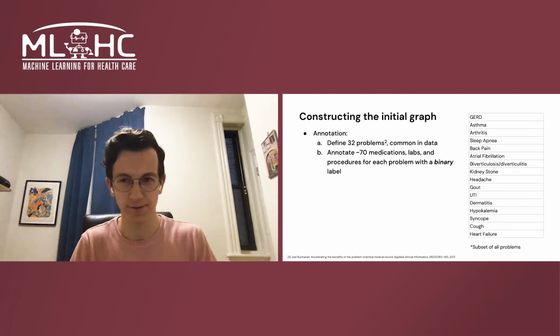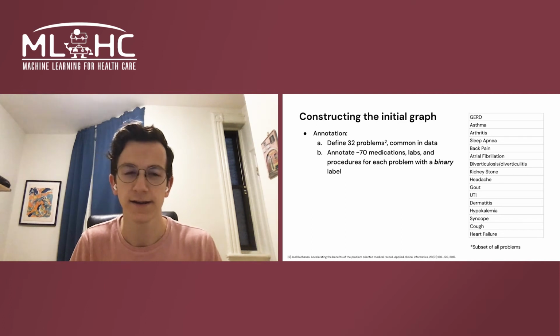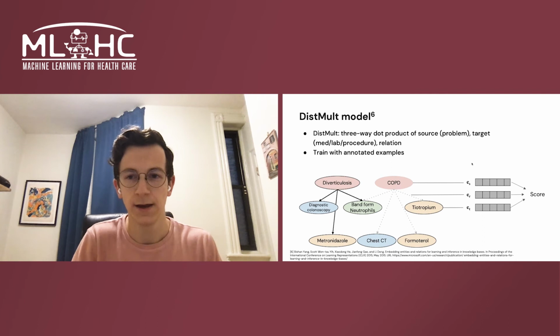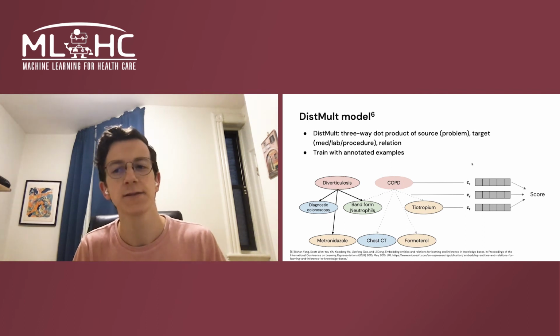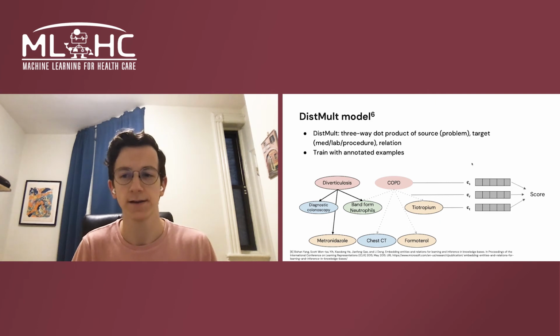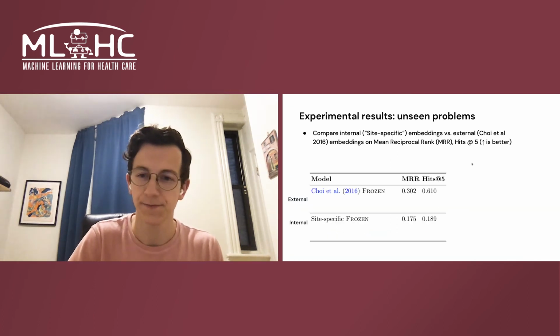To construct the starting graph, we define 32 problems that are common in our dataset and annotate several dozen medications, labs, and procedures for each of those. We train a DistMult model, which was previously introduced for general knowledge base completion, which computes a three-way dot product of problem, relation, and target embeddings. And we train this with our annotations, which hopefully include negative examples.